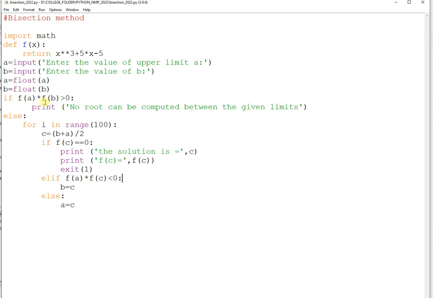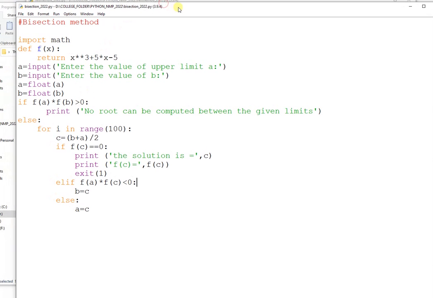Now if f of a into f of b is greater than 0, print no root can be computed between the given limits. So both are above the solution. Both a and b you have taken above the solution, or below the solution. Both f of a is negative and f of b is negative. In that case also, the product will be greater than 0.